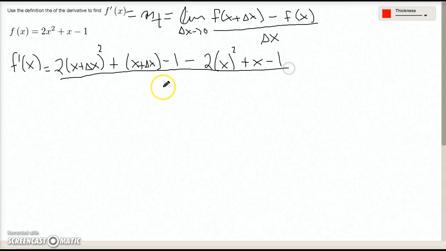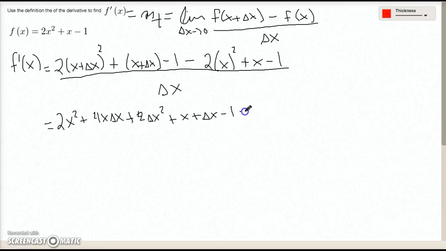And I'm going to try and be careful with this line over delta x. So over here, we just have to expand the terms a little bit, which is 2x squared plus 2, this is 4x delta x, and plus 2 delta x squared plus x plus delta x minus 1 minus, these have to be changed to minuses, excuse me for that, minus 2x squared and minus x plus 1.